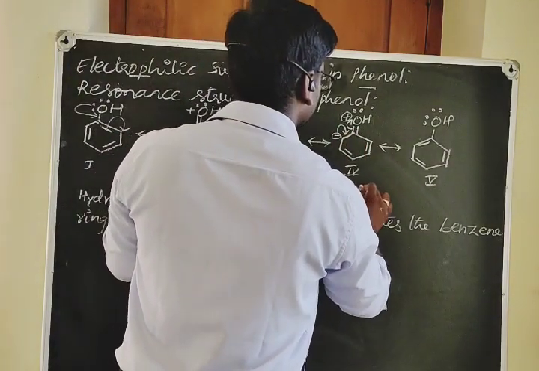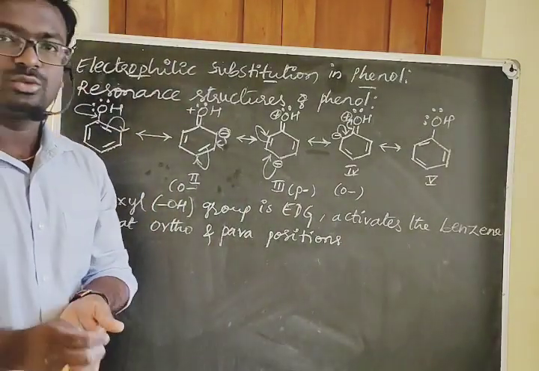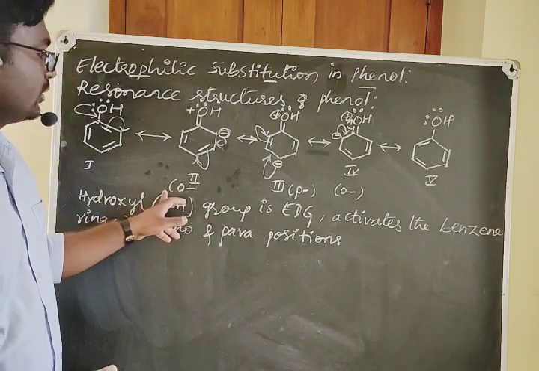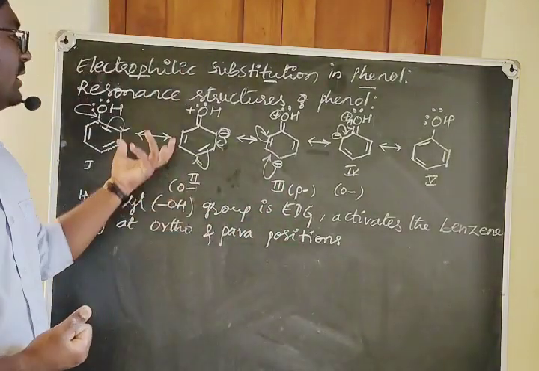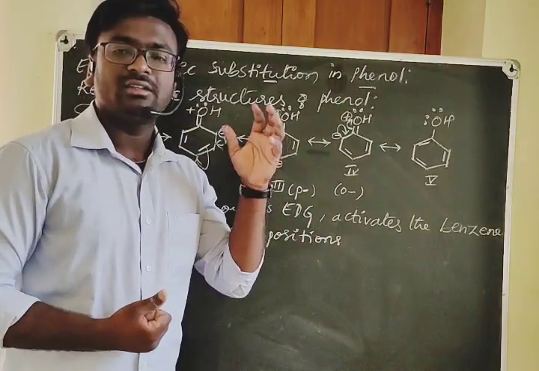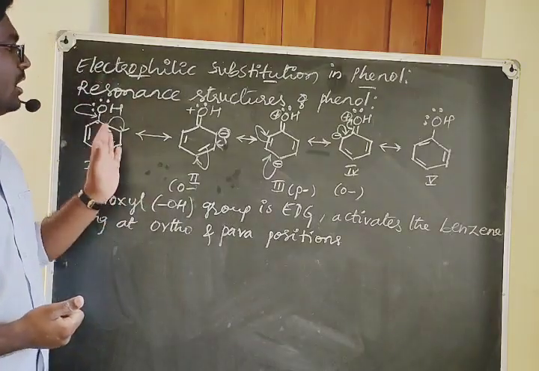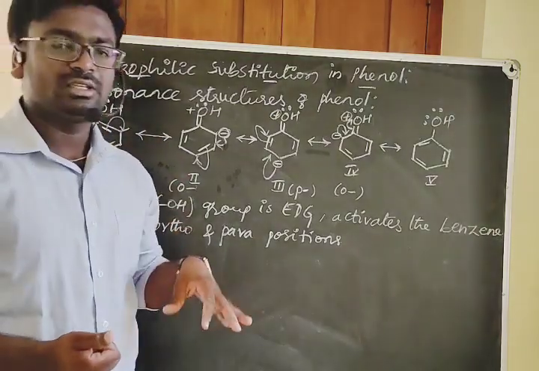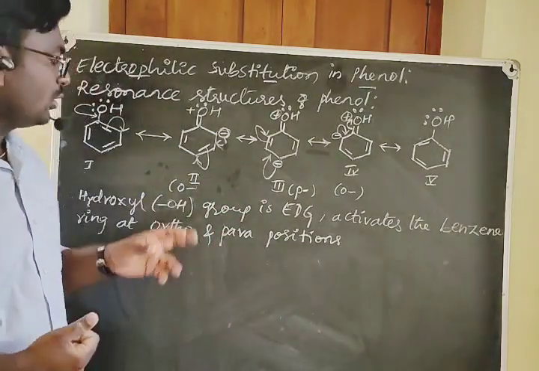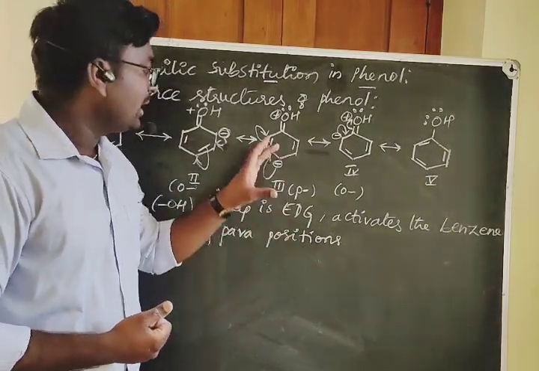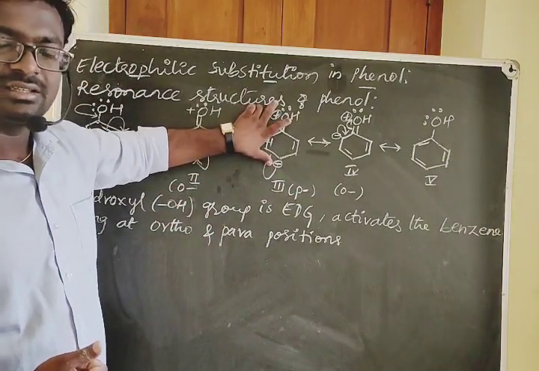So that is why in phenol, the electrophilic substitution takes place at ortho or para positions, because of rich electron density at these positions. This is about how the electrophilic substitution takes place at ortho and para positions. Out of the ortho and para products, para products will be more stable because of less steric hindrance or steric repulsions.